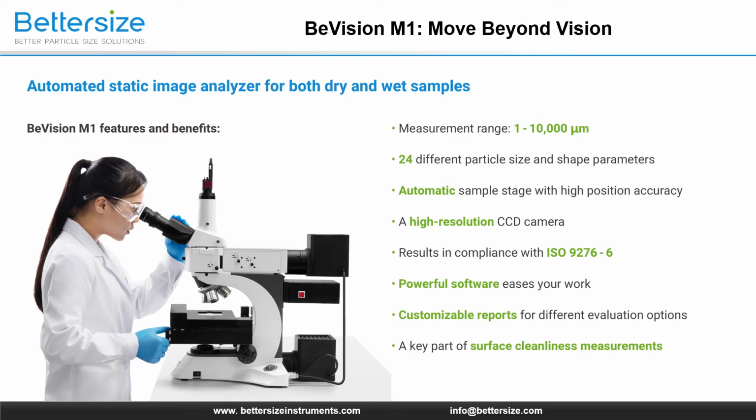Same as Navision S1, Navision M1 is equipped with powerful Bevision software. The Bevision series offers 24 different particle size and shape parameters and further organizes the data into an all-around validation of particles. All the results are in compliance with the ISO 9276 standard.